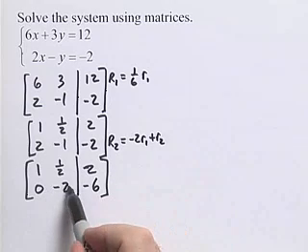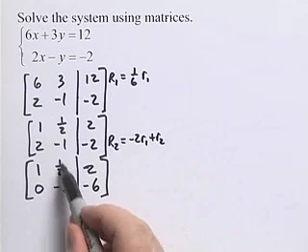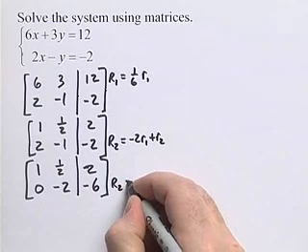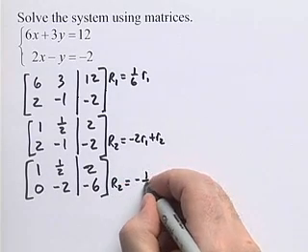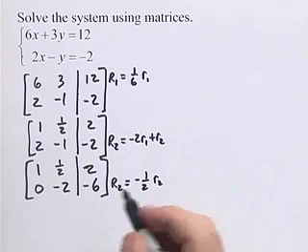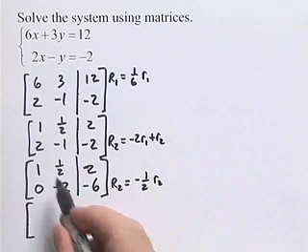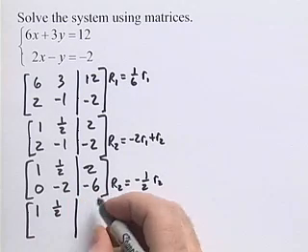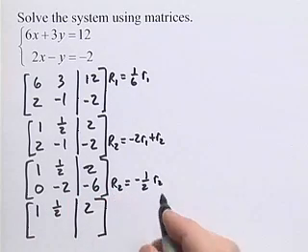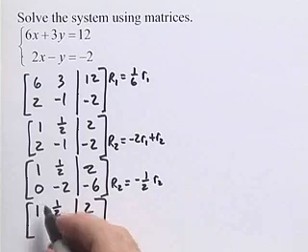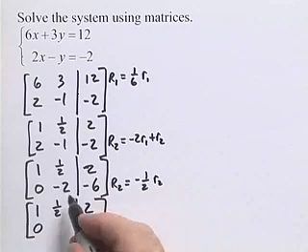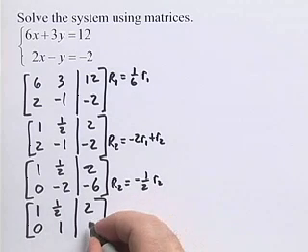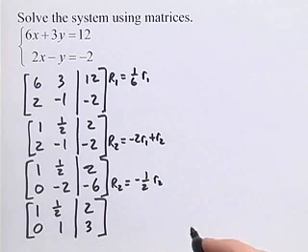The last thing I'd like to do is get a 1 on the diagonal in the 2, 2 entry, so right here. To do that, I'm going to let row 2 equal a negative 1/2 times my current row 2. I'm not changing my first row, so I'll rewrite that. 1, 1/2, 2. And then negative 1/2 times 0 is still 0. Negative 1/2 times negative 2 is 1. And negative 1/2 times negative 6 is positive 3.